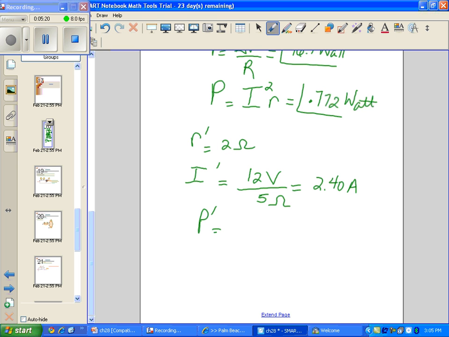Well, the power that is now going to be lost will be the current. Notice I'm using the primes here just to differentiate the current or the load resistance and the power after the internal resistance has increased. Well, when we now take 2.4 amps squared multiplied by the internal resistance, we get a value of 17.3 watts, which are now lost to internal resistance in the circuit.